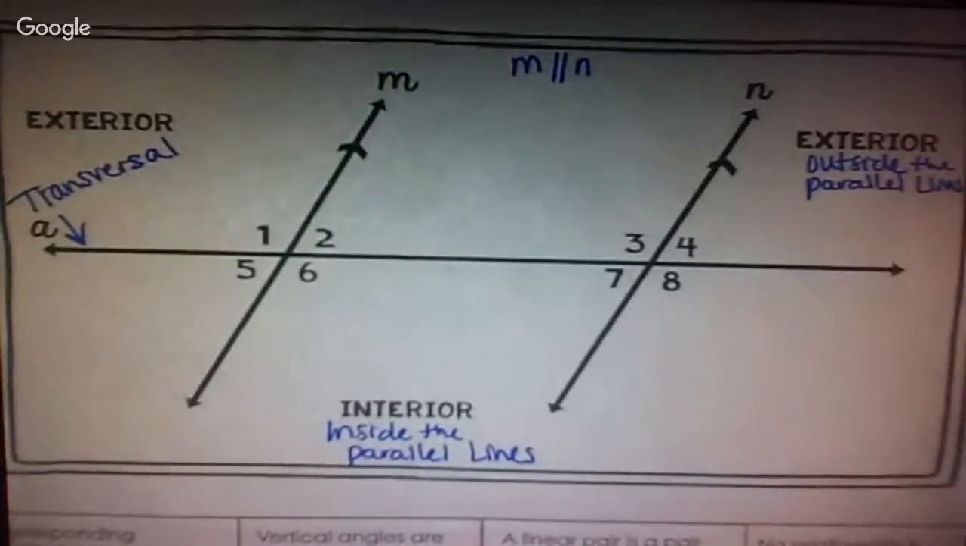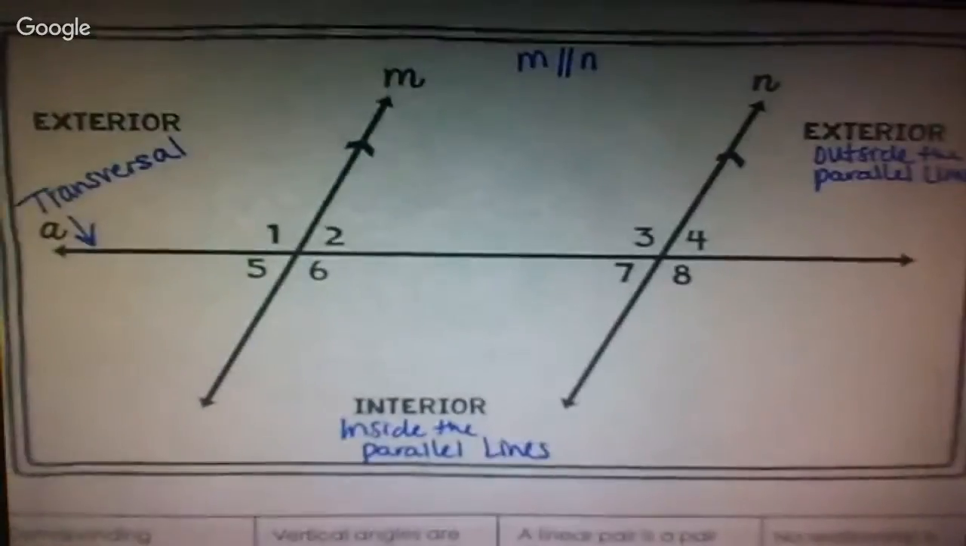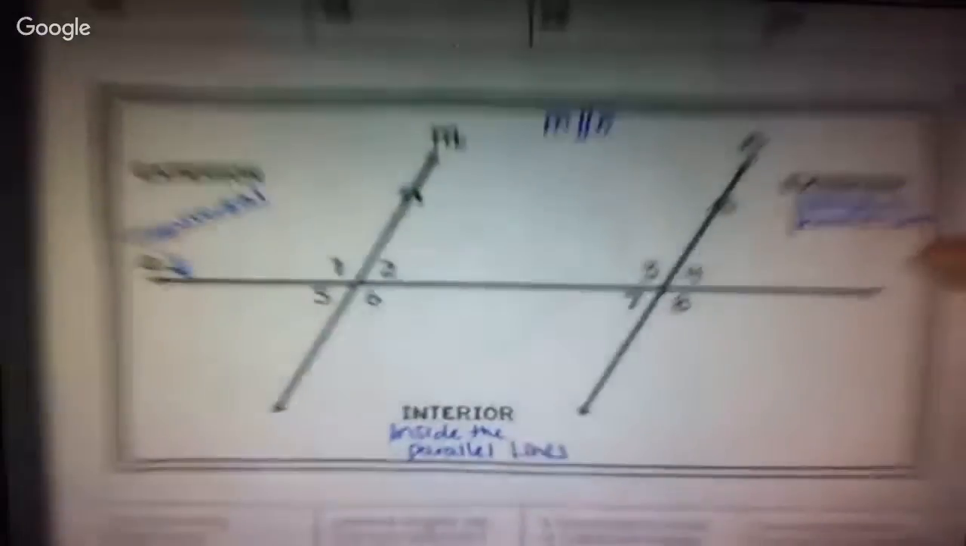Question. It's like 1 and 5 and 3 and 7. So 1 and 5 would be alternate. Yes. 3 and 7 would be alternate. 1 and 2 would be same side. 7 and 8 would be same side. Even 5 and 7 are same side, because they're below the line. Okay, so let's talk about all these.